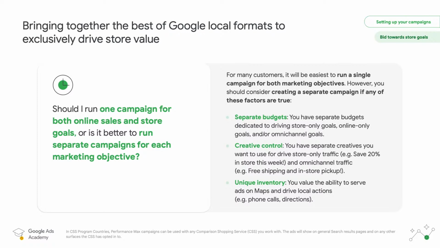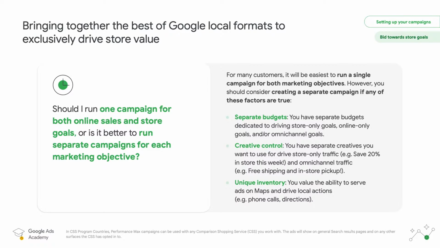Of course, to ensure you're driving local actions, running a Performance Max for store goals campaign to access Google Maps inventory is a great option to boost store visits and local actions. There are other use cases that would mean you need to run both campaign types of Performance Max with a feed and Performance Max for store goals. If you have separate online and offline goals or budgets, you will need to run both campaign types.